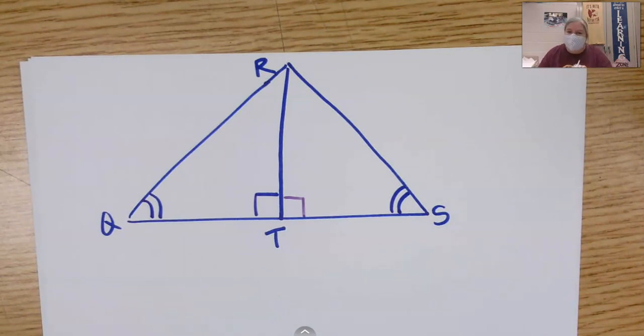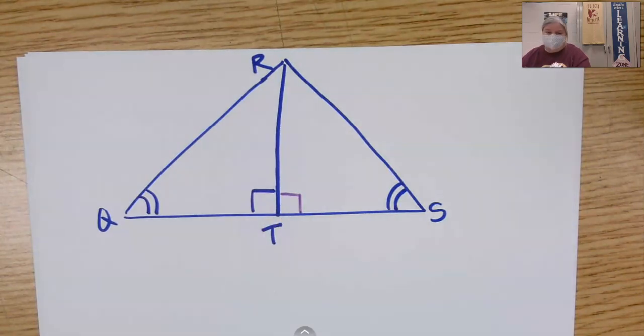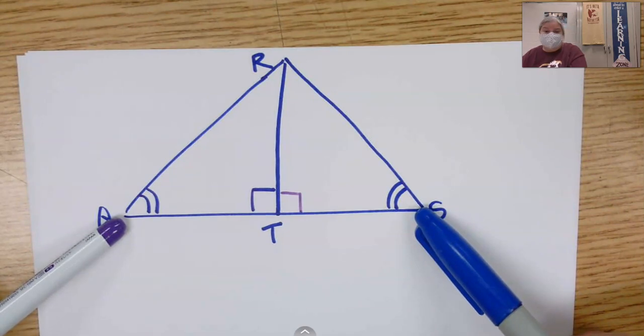Remember, the only way you can answer the how do I know is 5 reasons. Side, side, side, side, angle, side, angle, side, angle, angle, angle, side, or the one we haven't talked about yet, hypotenuse leg. Now, all right angles are congruent. So automatically these two angles are congruent. So that's an angle pair. That's a congruent pair. These two angles are marked congruent. So I already know that angle Q and angle S are congruent.